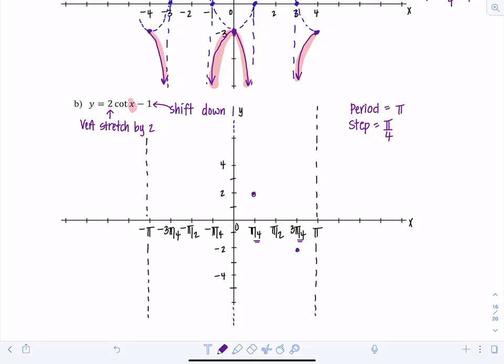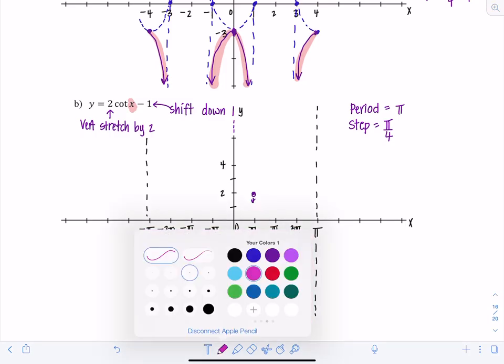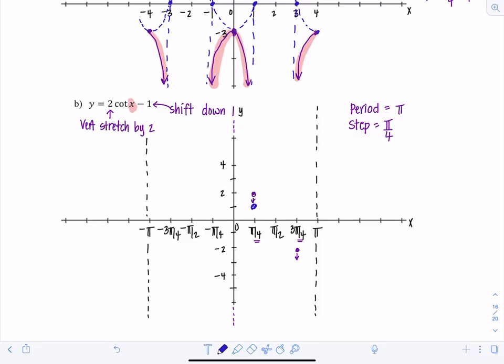So those are going to shift down 1 unit. And I'm going to plot, let's do blue. Pi over 4, 1. And 3 pi over 4, negative 3. Okay. And then typically halfway between the asymptotes is where it crosses the x-axis. So that would be at pi over 2, but we're shifting down 1 unit. So that would be at pi over 2, negative 1.